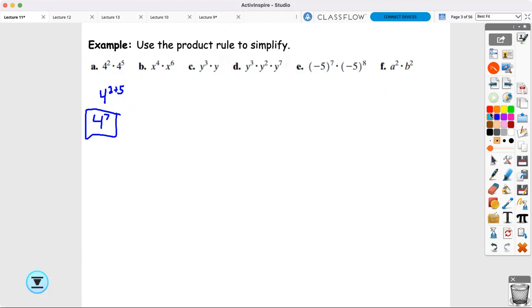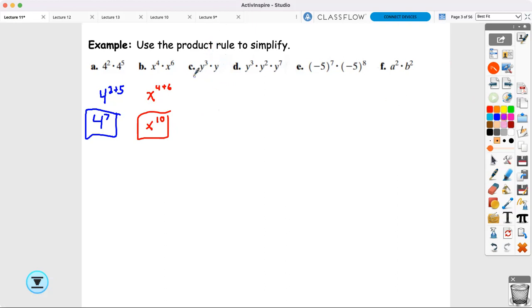Now let's look at B. x to the 4th times x to the 6th. My base is x, and it's going to be 4 plus 6, which gives us x to the 10th power. Do not forget this middle step because these are notes, guys. This tells us what steps we're doing to avoid confusion when I give you the practice problem.